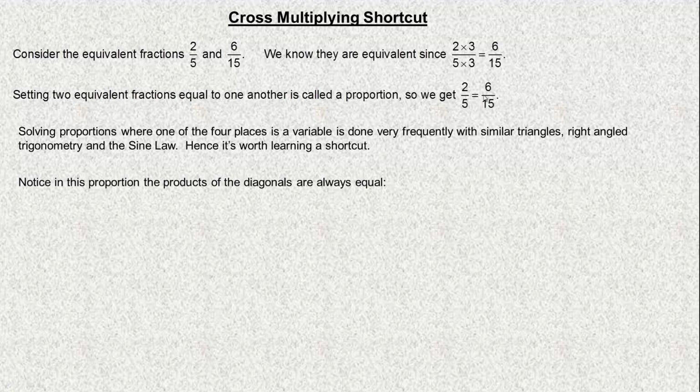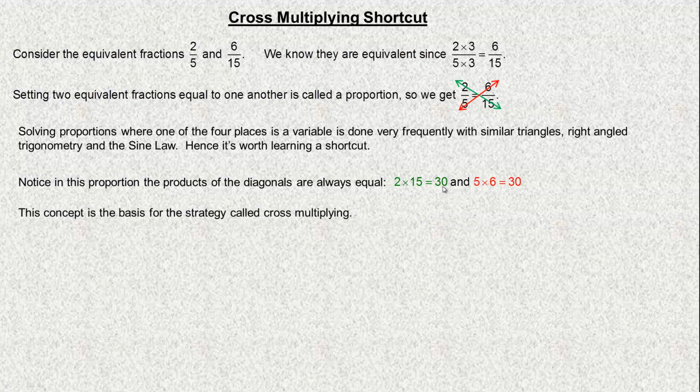Now, something I'd like you to notice, in this proportion here, the products of the diagonals are always equal. So what do I mean by diagonals? Well, this is one diagonal from the top of one fraction to the bottom of another. So 2 and 15, those are numbers on a diagonal. The product of 2 and 15 is 30. Now the other diagonal would be the 5 and the 6. Notice that 5 and 6 also multiply to 30. And in equivalent fractions set equal to one another, a proportion, the products of the diagonals are always equal to one another. And that's the basic idea behind the strategy called cross multiplying.